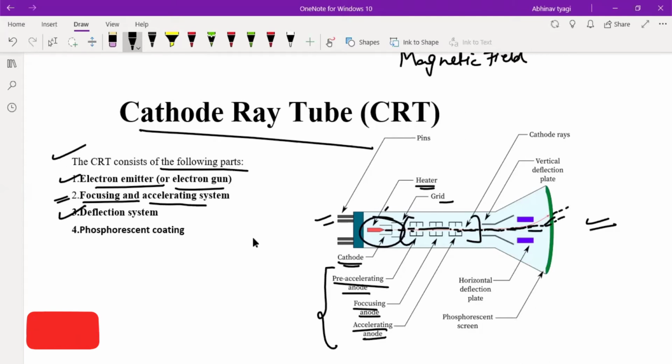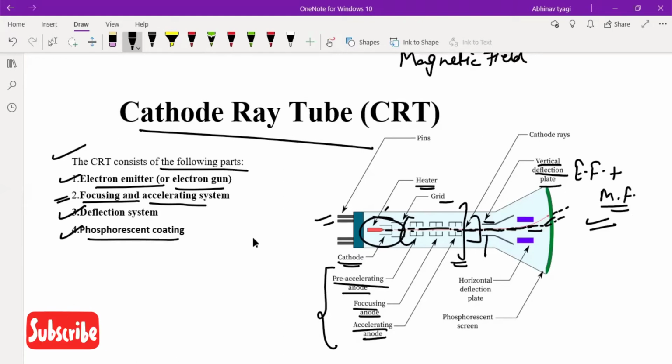Third is deflection system. It controls the direction of the electron beam, like here, deflection system. Vertical deflection plates are placed here. Cathode rays bend as they interact with these fields. We have two types of fields, electric field plus magnetic field. Next is phosphorescent coating. In the last, we have a coating of phosphorescent material, and when electrons strike over here, this screen will illuminate.